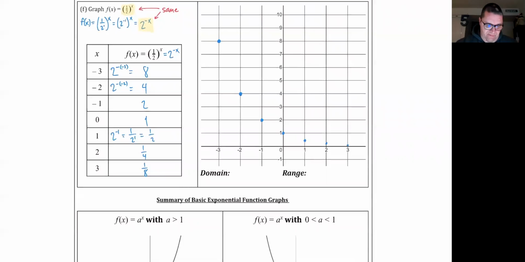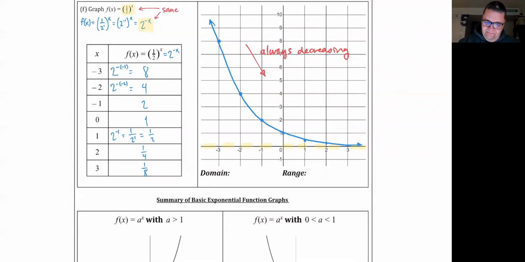So it's very much the same curved shape as 2 to the x. But this one here is always decreasing. So let's make a note. We can see this graph is always decreasing. And we have a horizontal asymptote in exactly the same location.